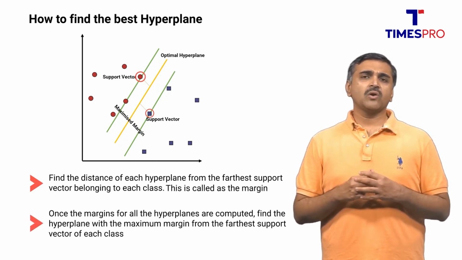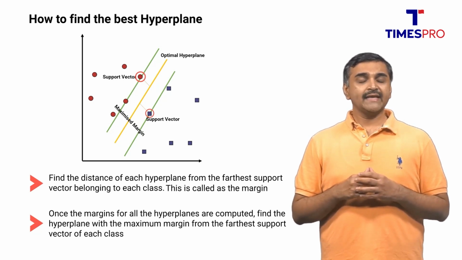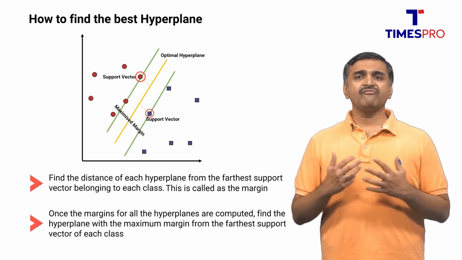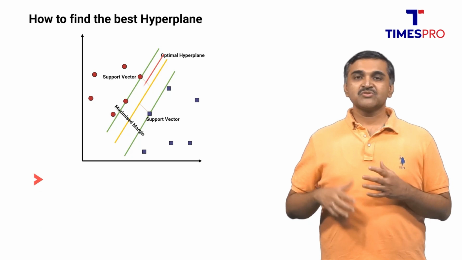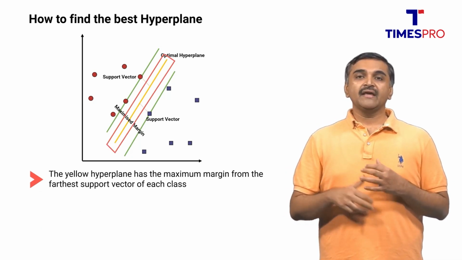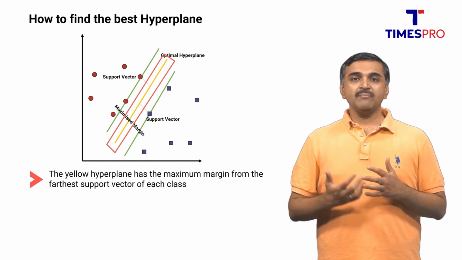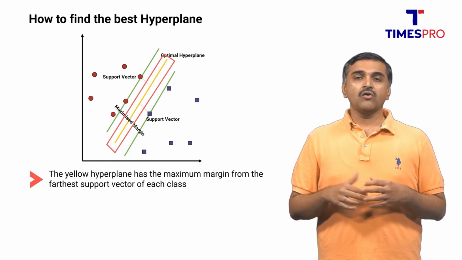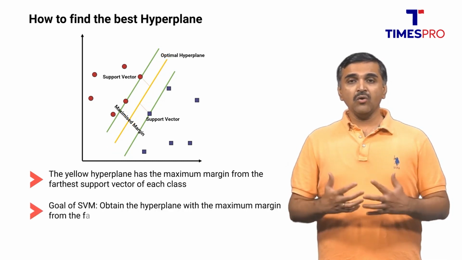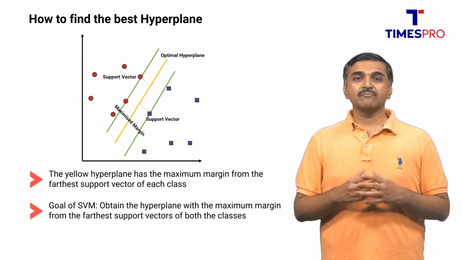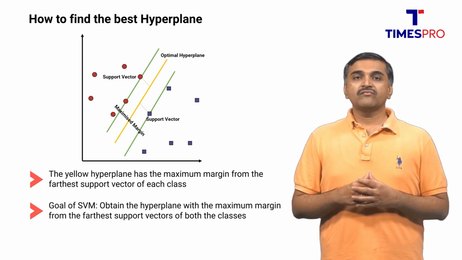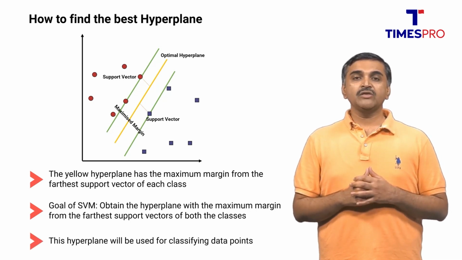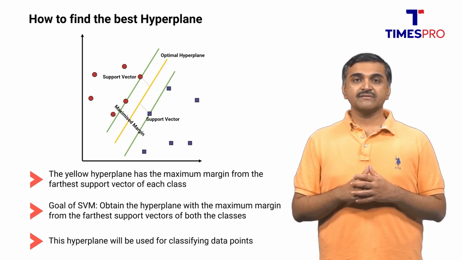Once the margins for all the hyperplanes are computed, the algorithm finds the hyperplane with the maximum margin from the farthest support vector of each class. So here, the hyperplane given in yellow is the hyperplane with the maximum margin from the farthest support vector of both the classes. The goal of SVM is to obtain the hyperplane with the maximum margin from the farthest support vector of both the classes, and this hyperplane will be used for classifying the data points.